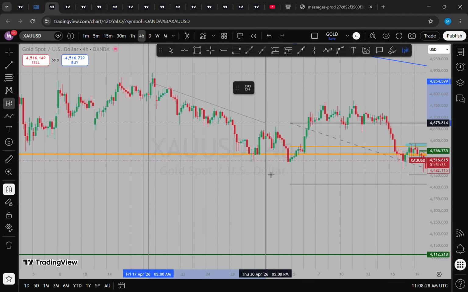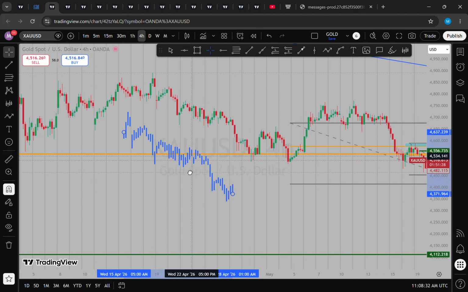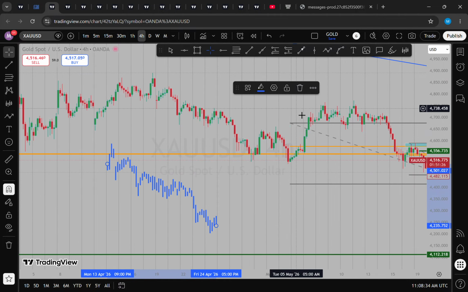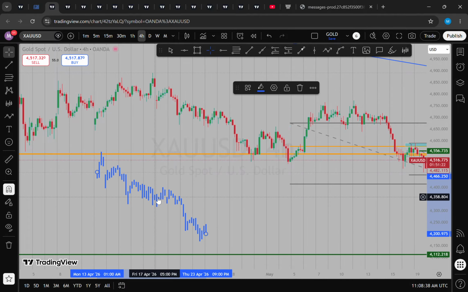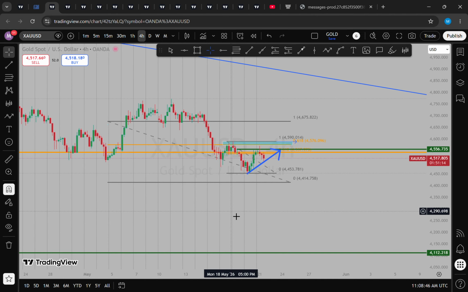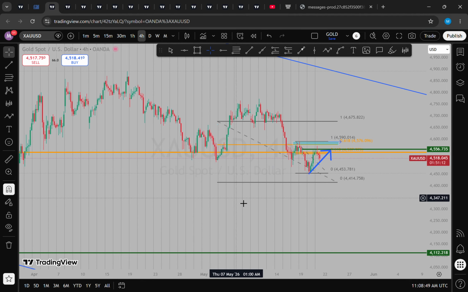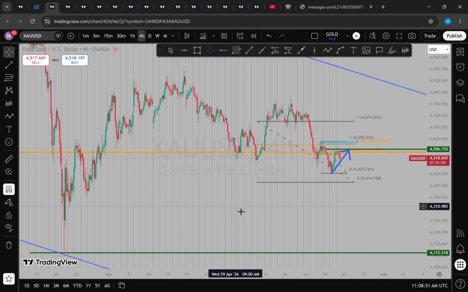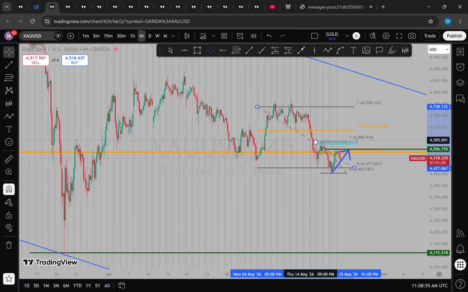Are you getting it? So far so good. I believe we've been able to do swings, reconstruction, and range. Now currently this is good on 4 hour.